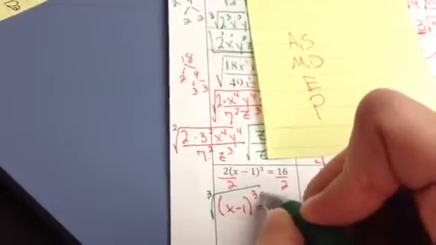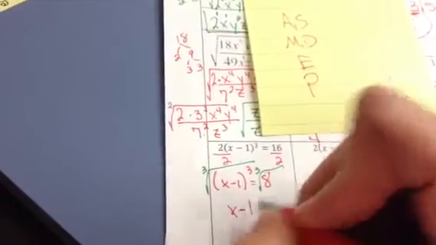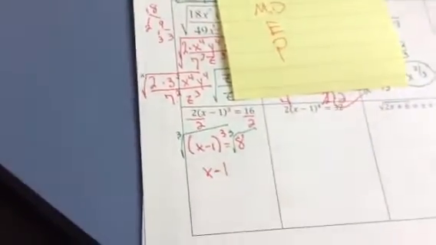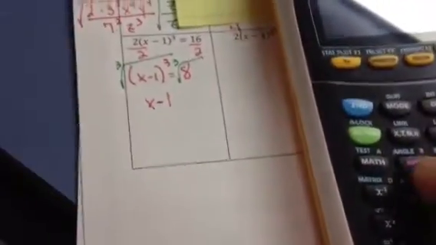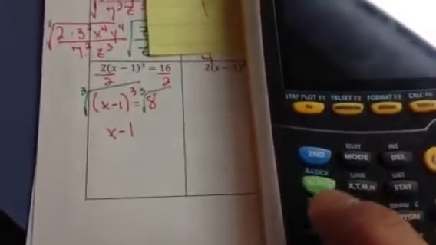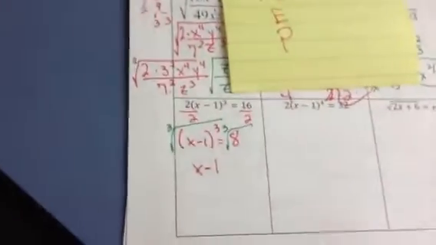And I'm going to cube root this side. So this side just leaves me, the cube root and the cube cancel out. I'm just left with x minus 1. But the cube root of 8, that's an odd root, so it's whatever the calculator says. And remember, on your calculator, this math button is how you do cube roots, fourth roots. But the cube root of 8 is just 2.